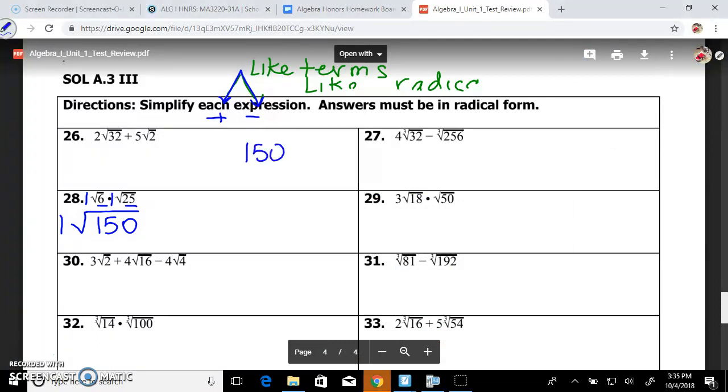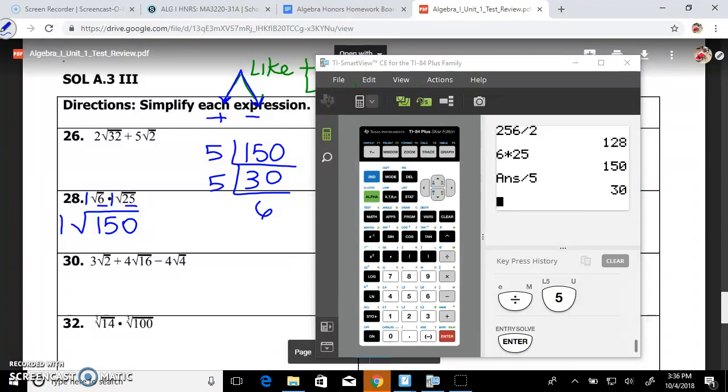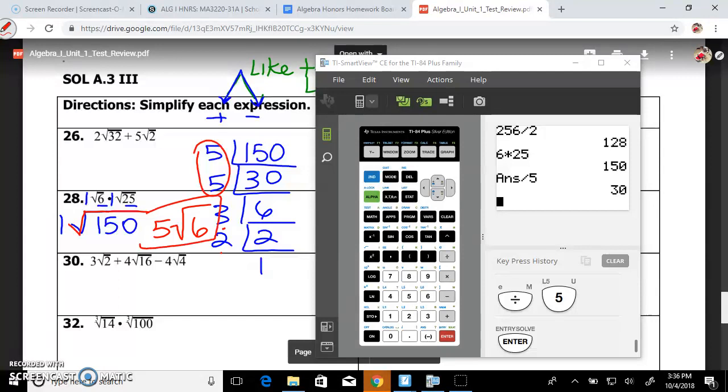So 150, upside down division, let's divide that by 5. And I'm going to be really careful here and use my calculator. So that's 30. 30 is divisible by 5. That's 6. Divide that by 3, you get 2. 2, you get 1. It's a square root, so we're looking for groups of 2. I've got a group of 2 5s, and that's about it. So we're looking at 5 root 3 times 2, which is 6. 5 root 6 is our final answer, which is what we came up with the other way.